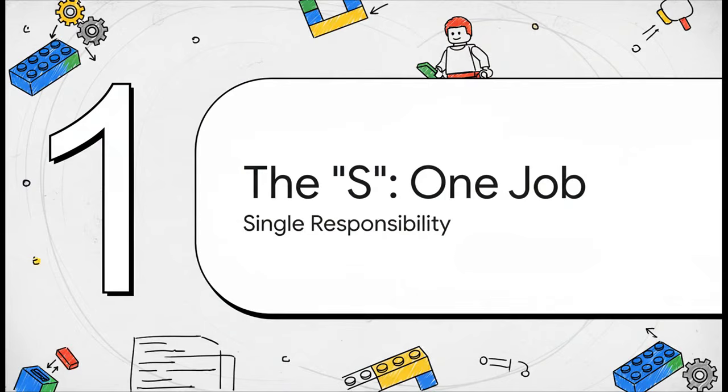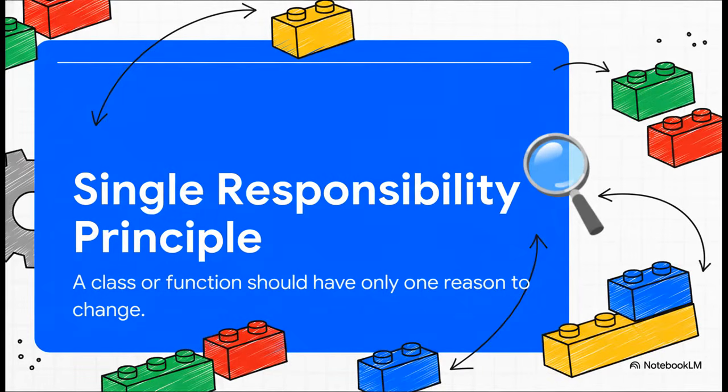All right, first stop is the S, and that stands for the Single Responsibility Principle. And honestly, if you only remember one of these 5 principles, make it this one. It is the absolute foundation for everything else we're about to talk about. Okay, so the official definition: a class or function should have only one reason to change. It sounds a little academic, I know, but it boils down to something incredibly simple. Every piece of your code, every single class, every function should have one job and one job only.